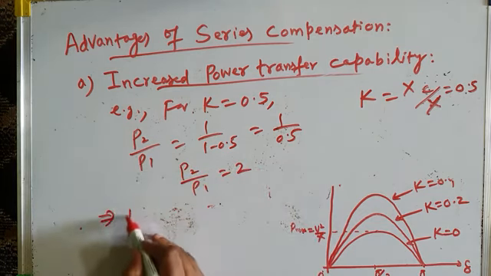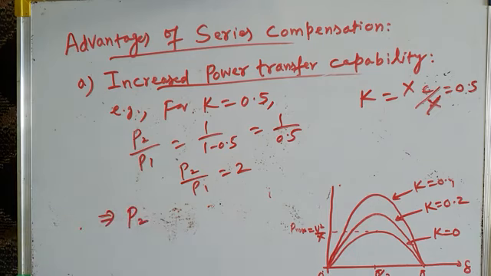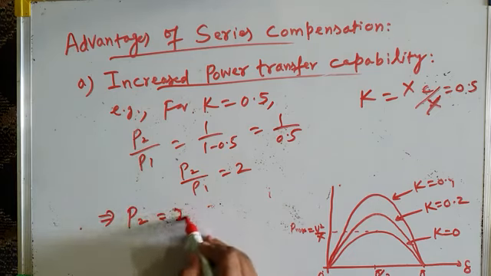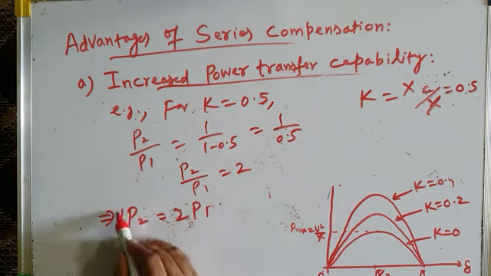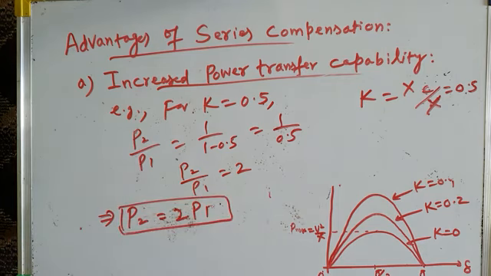That means the power transferred by the series compensated line increases to 2 times the power transferred by the uncompensated line. So if you have series compensation with degree of series compensation equal to 0.5, the power transferred over the same transmission line becomes 2 times the power transferred by the uncompensated line.